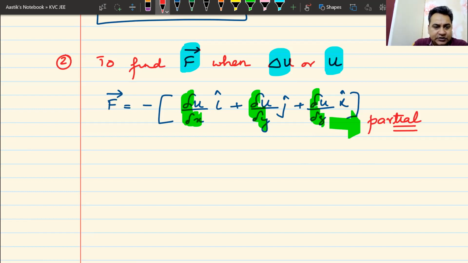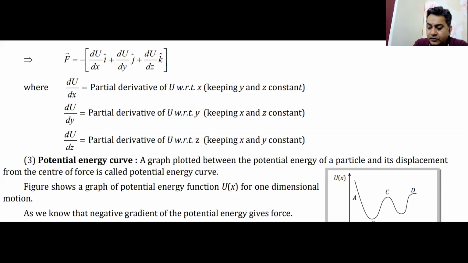So I'll show you a portion of your notes, the notes that you already have with you. And here it comes. This is how you can calculate force F vector from U, which is your function of energy. F vector is minus del U by del X i, plus del U by del Y j, plus del U by del Z k.